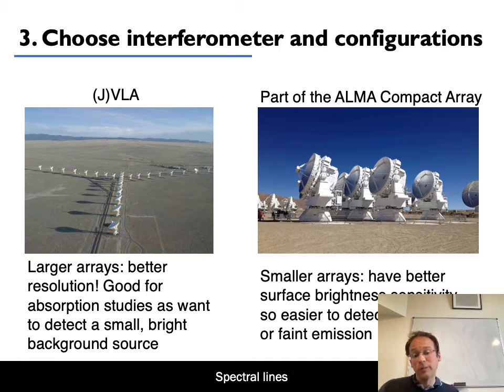Likewise, you may want a smaller array for emission line work, particularly if you want to detect extended or faint emission, where you want basically better surface brightness sensitivity. So the array configuration is an important consideration when you propose your observations.